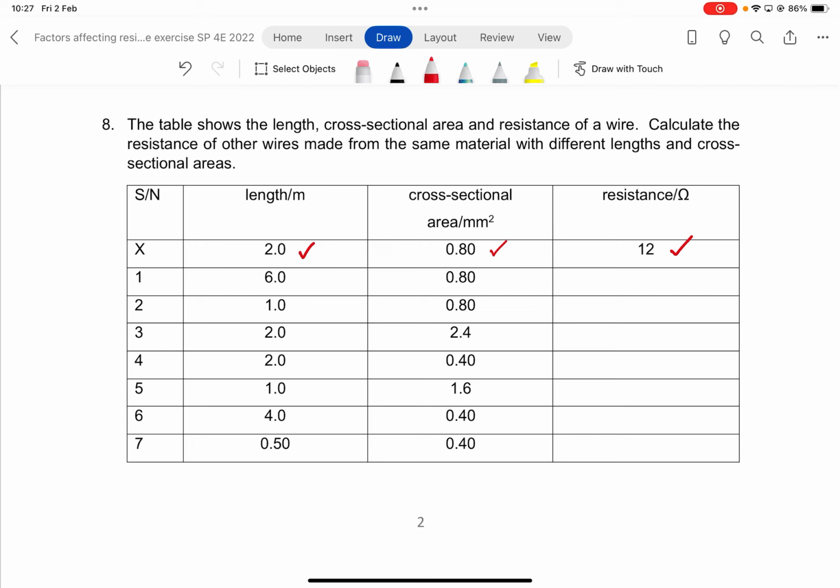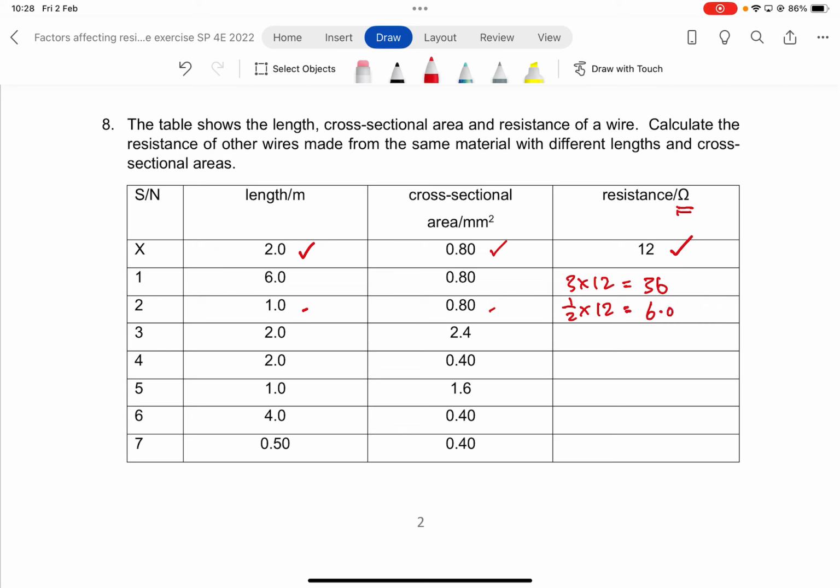So the new wire is 6 meters. That means it's 3 times, so the resistance will be 3 times 12, which is 36 ohms. The unit is in the heading, so I'm not going to write the unit here. Then next question. Length is 1 meter, so it's half of the original length. The cross-sectional area has no change. So half the resistance will be 6 ohms.